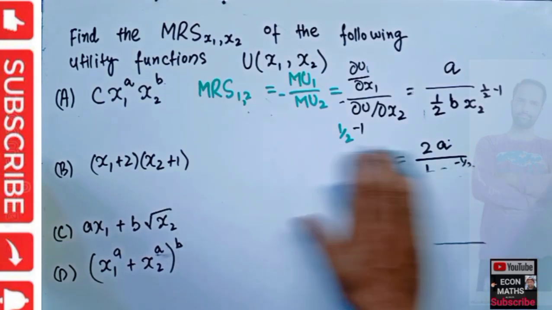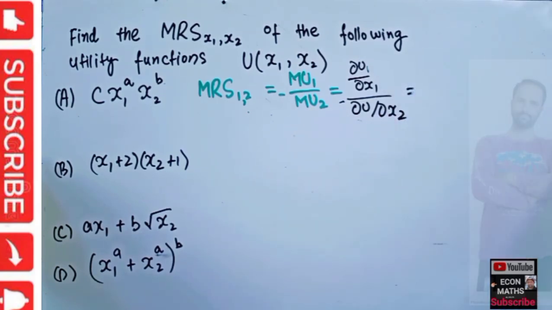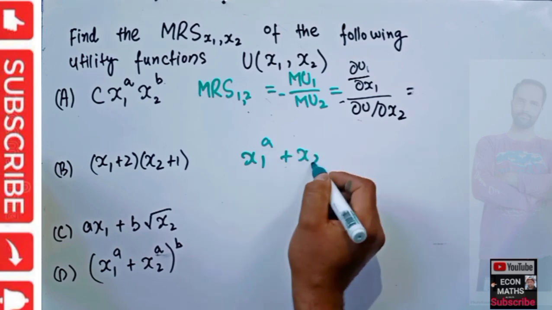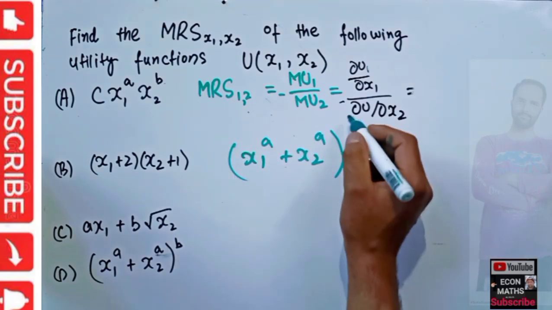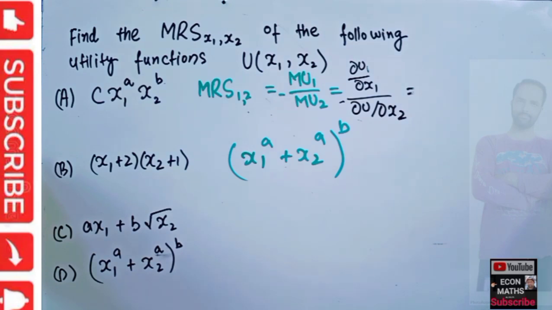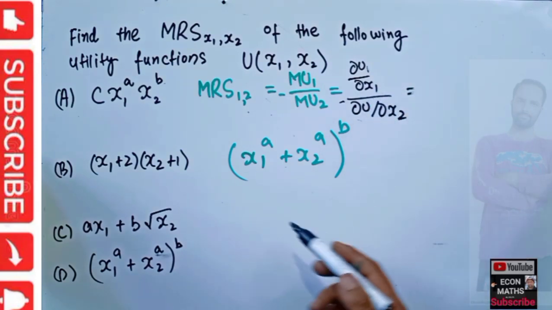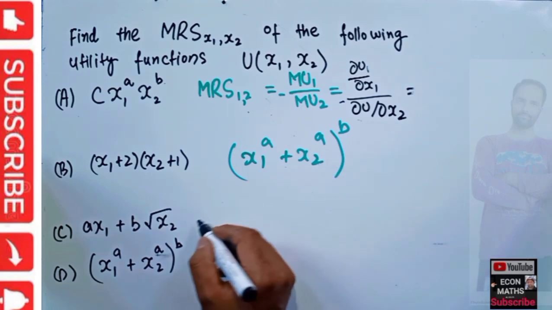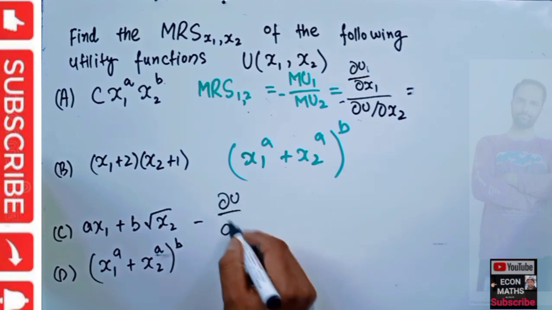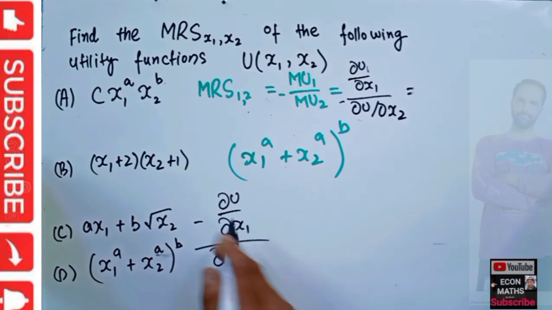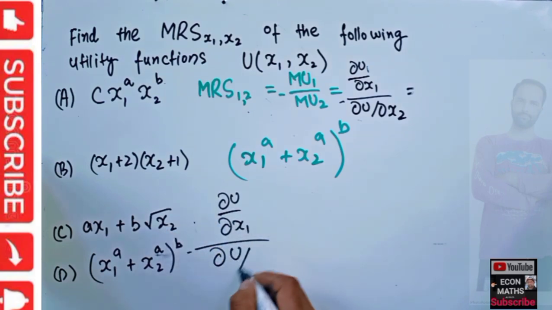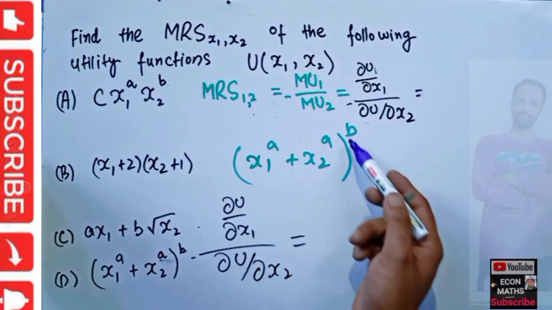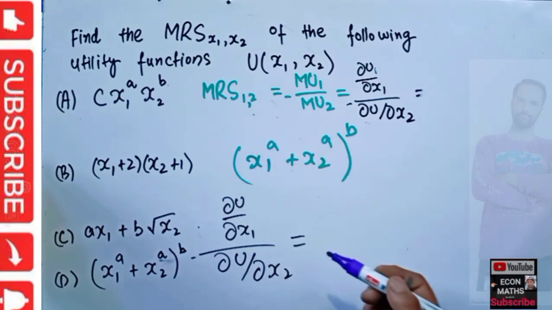Now let's take the last one into consideration. The last one is x1 raised power a plus x2 raised power a, whole raised power b. Again, du upon dx1 means partially differentiating with respect to x1, and let me write it here. So we need to find out the du upon dx1 divided by du upon dx2. Okay, now du upon dx1 means we take the partial derivative of this function with respect to x1 first.